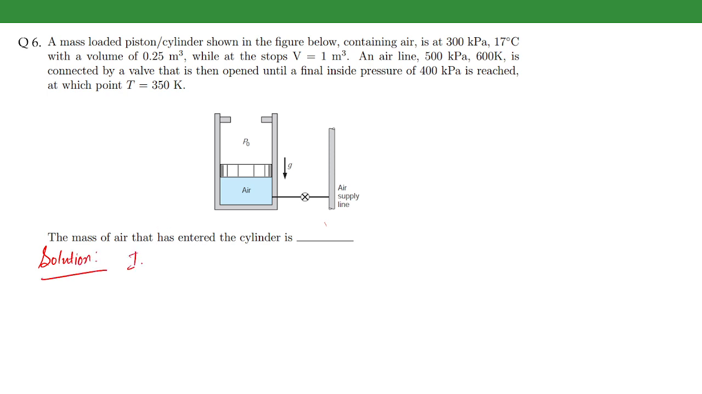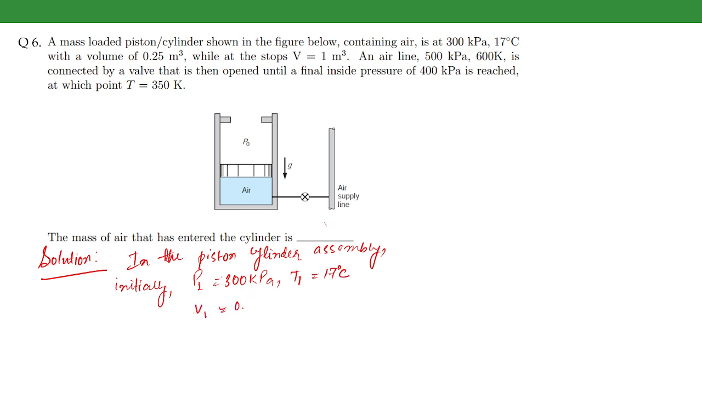So in the piston cylinder assembly, initially the pressure is 300 kPa, T1 is 17 degrees Celsius, and the volume is 0.25 meter cube.